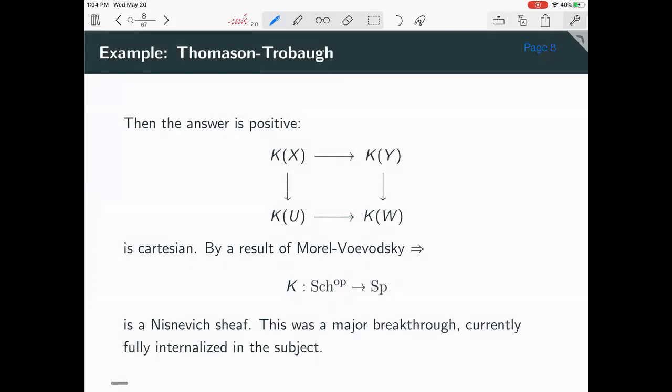This was a major breakthrough, but currently it's fully internalized in the subject. This is the first thing you tell some young person trying to do K-theory: K-theory has Nisnevich descent, but doesn't have étale descent, and therefore there are a lot of problems in computing algebraic K-theory. But back in the day, I think there are a lot of more senior people in the subject here, like Bert or Oliver or Paul, who will tell us that this was a really major thing when Thomason first proved this.